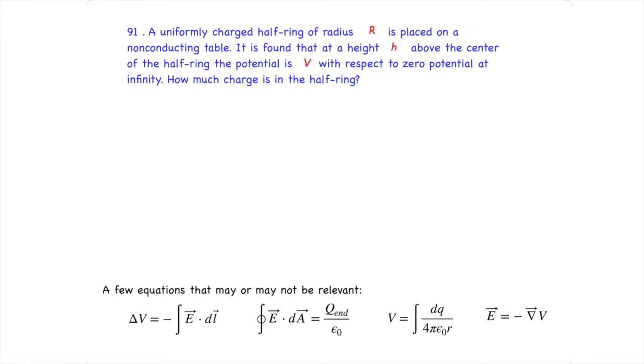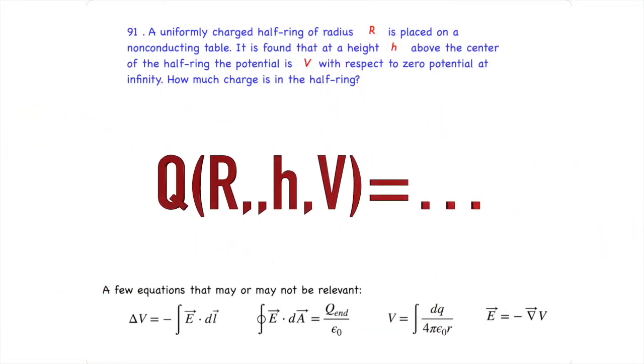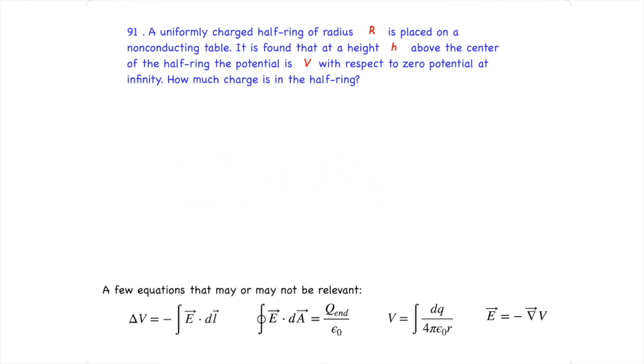Our final answer should be in terms of these given parameters, and perhaps some known constants like pi or epsilon naught. After all, if we knew numbers to plug in for these values, we'd want to get a numerical answer, not some expression that still has unknowns in it. So we will treat these given parameters as known quantities. We're told the radius of the ring is r, the height is h, and the potential is V. If we solve for an expression that only has known quantities in it, we have a meaningful answer.